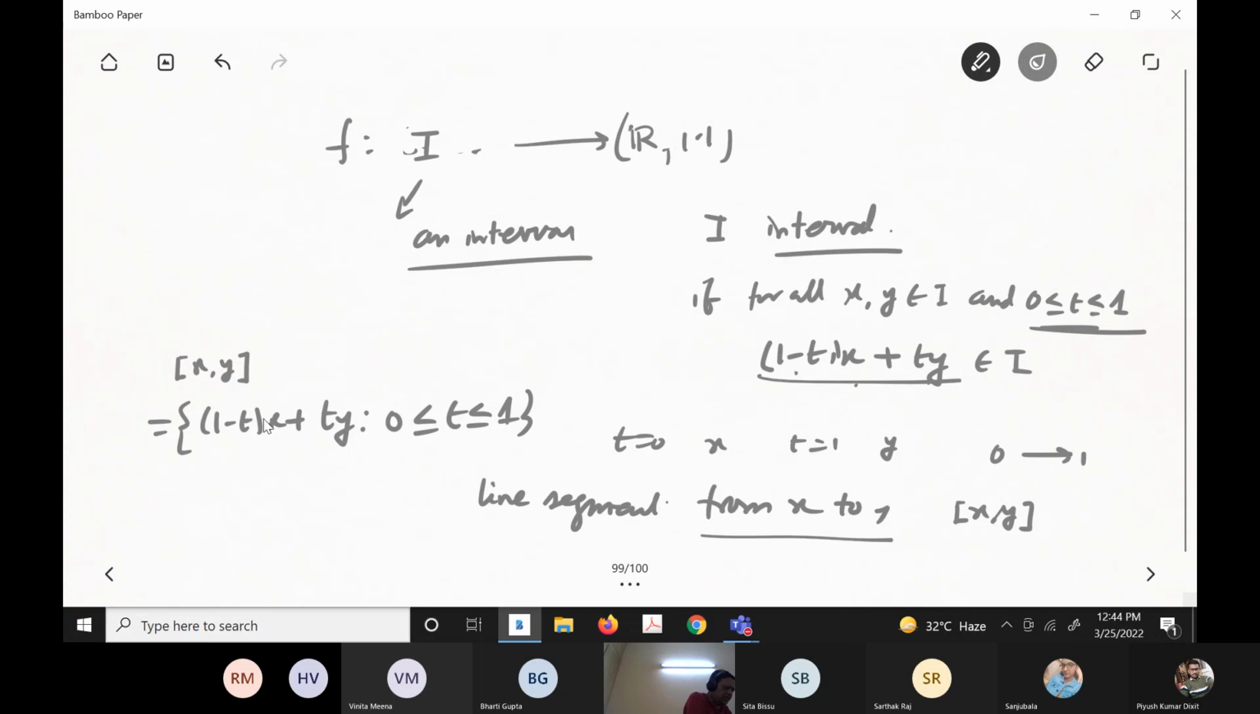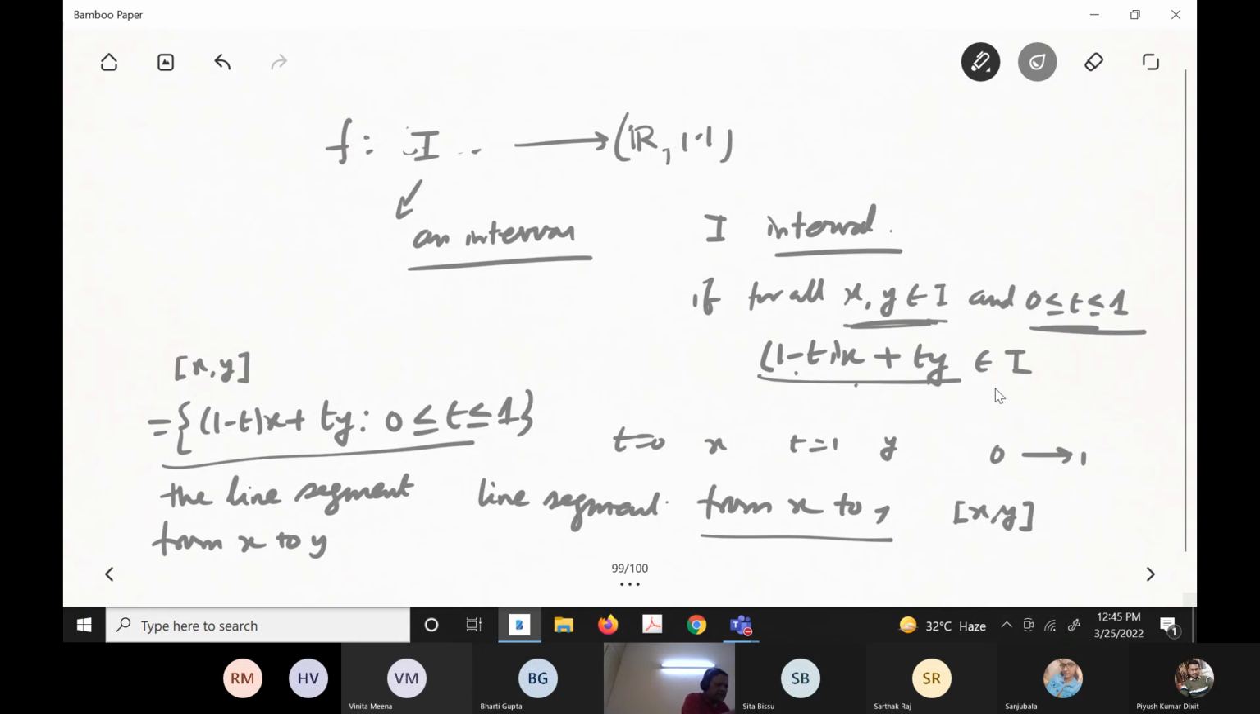In functional analysis it is a very important concept. It's called a line segment. Getting the directions also from x to y. So an interval, you can say, is a set where every line segment joining 2 points in I again lies in I.